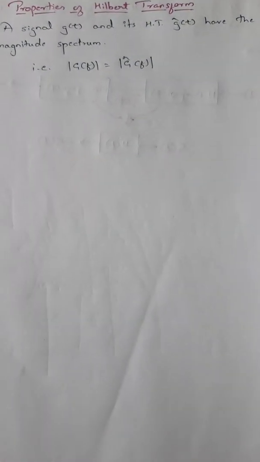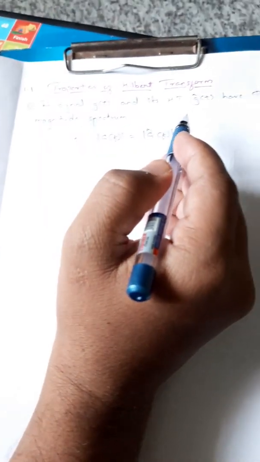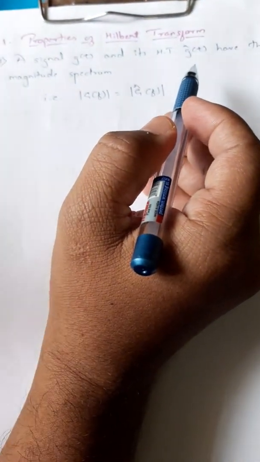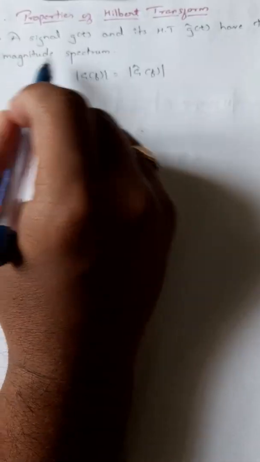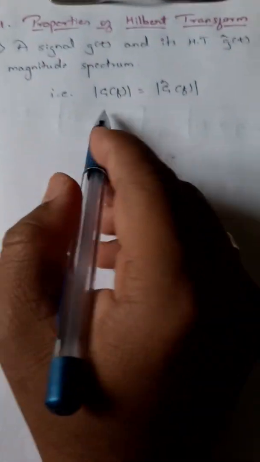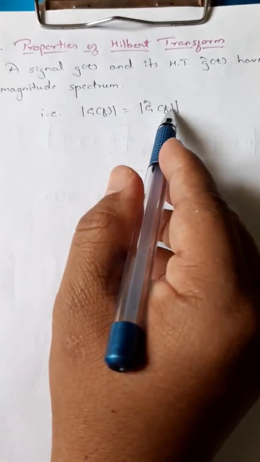There are many properties present in the Hilbert transform, but for our studies we take only 3 properties which are in our syllabus. The first one: a signal g of t and its Hilbert transform g cap of t have the same magnitude spectrum. Means the magnitude of G of f is equal to the magnitude of G cap of f in the frequency domain. So I'll just prove this.